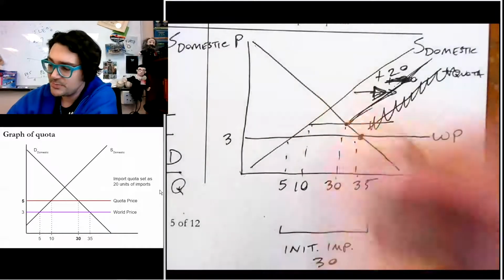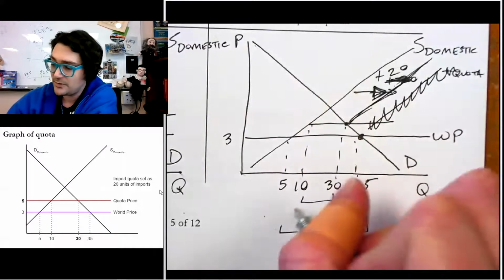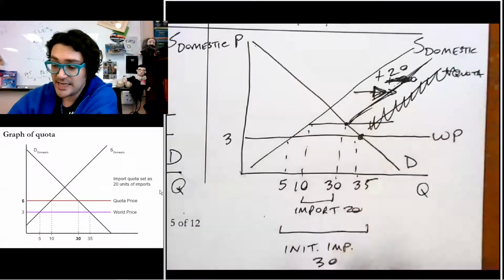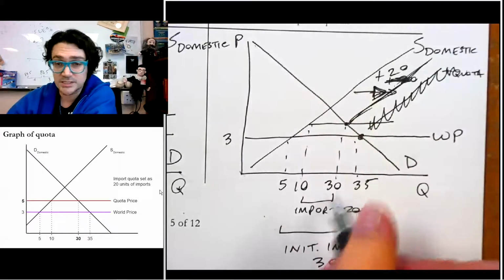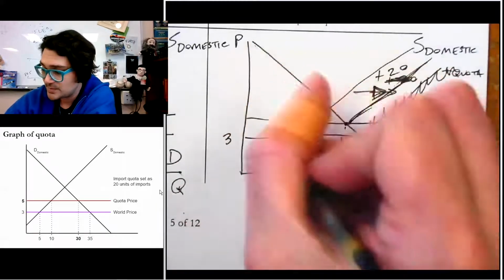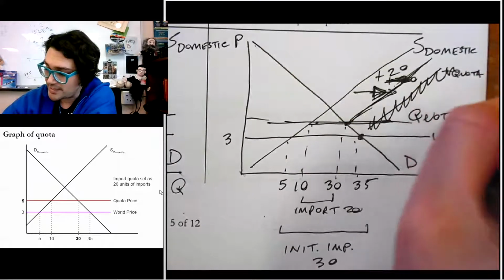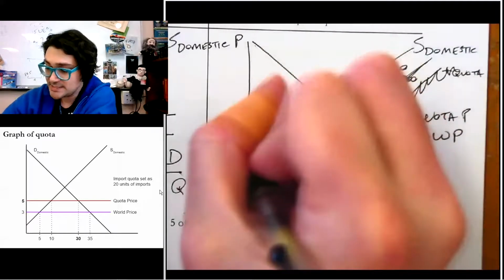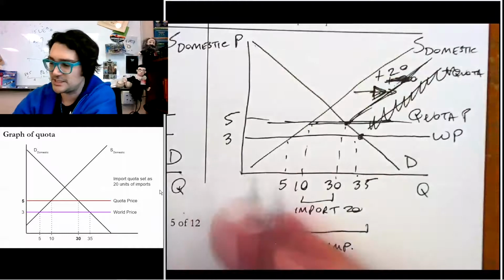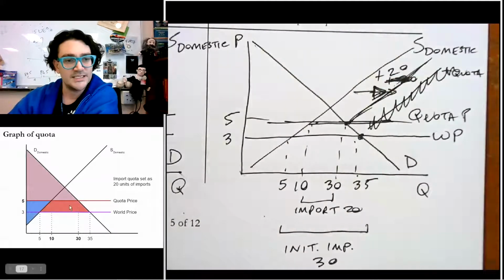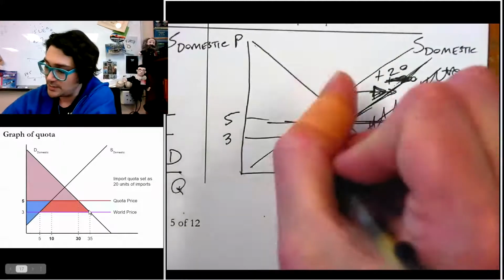But it ends up being basically the same result, that now we import 20 units. And now we only purchase 30 because the effective thing that happens is it creates a quota price. And this quota price is 5, right? It's just basically pushing it up to where it otherwise would have been. But the distinction here is that all of this now is deadweight loss.